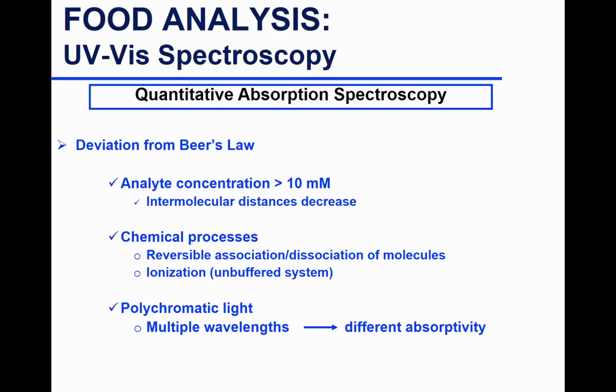And polychromatic light, meaning you don't have a light with a single wavelength. You have multiple wavelengths hitting the sample at the same time, and then you are deviating from Beer's law. For Beer's law, you should have a single wavelength at which you determine concentration, because you will have different absorption going on when you have multiple wavelengths hitting your sample. You cannot correlate all these absorptions to your concentration, so we have to select a wavelength for measuring concentration.